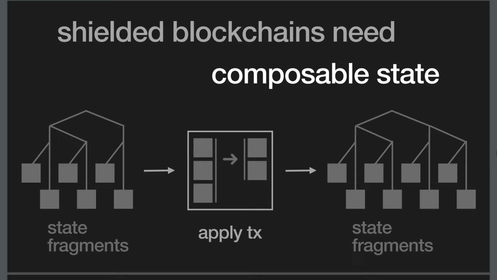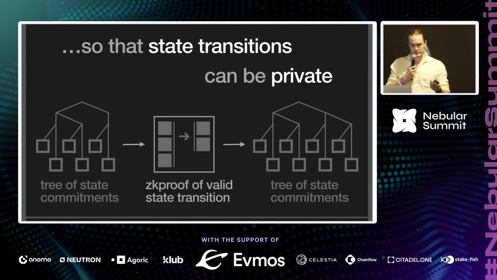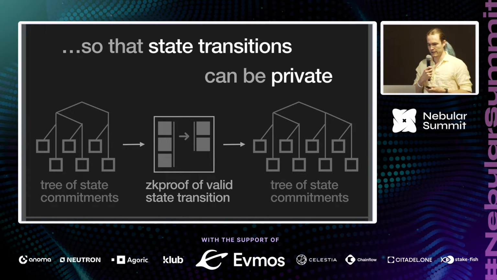Okay, why would we want this kind of fragmented system in order to have a shielded chain? It's because, first of all, we can replace all of the individual state fragments with a commitment to what that data is. And then instead of having to directly specify what the transaction does, we can have the transaction consume its input states and produce some new ones, and seal all of that up inside of a ZK proof that this whole state transition was done honestly.